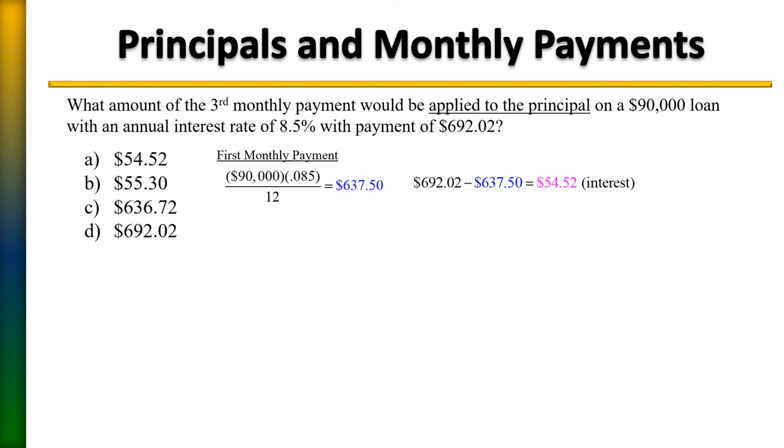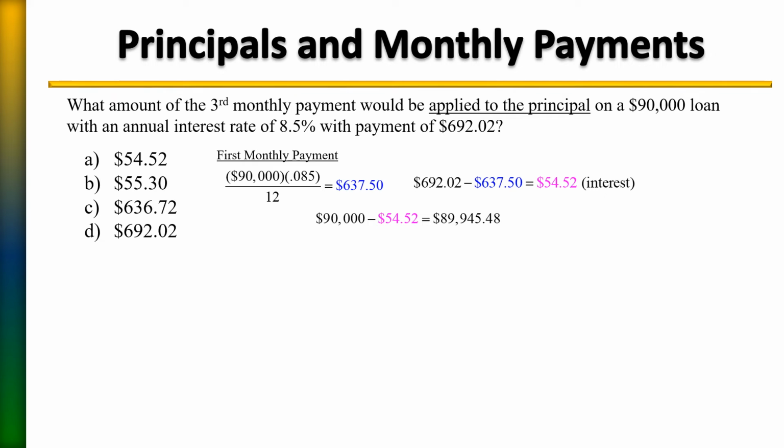So continuing on, we're going to now take the $90,000 there and subtract the 54.52, and now that gives us a new balance here of $89,945.48. Moving on to the second payment.